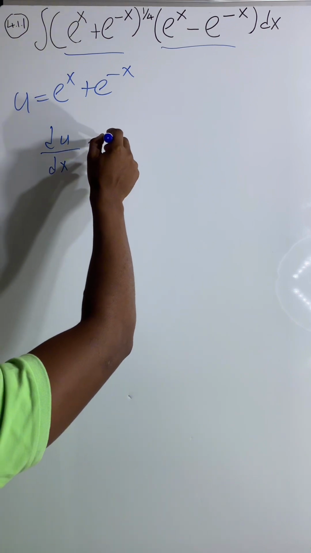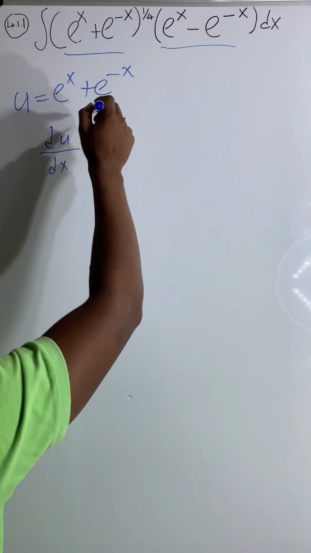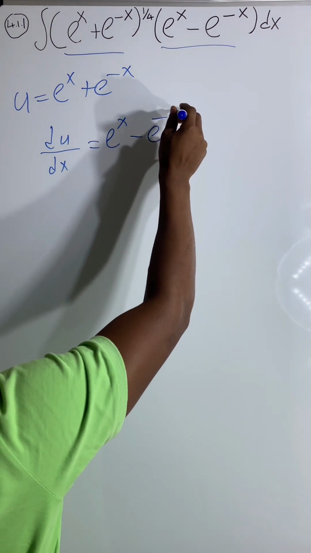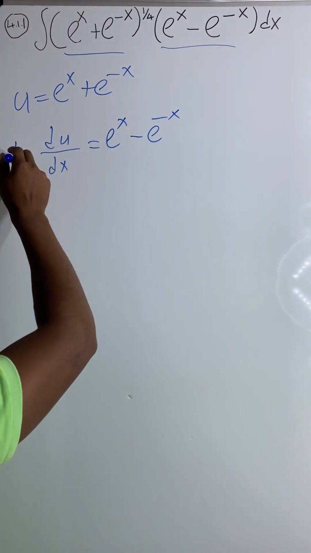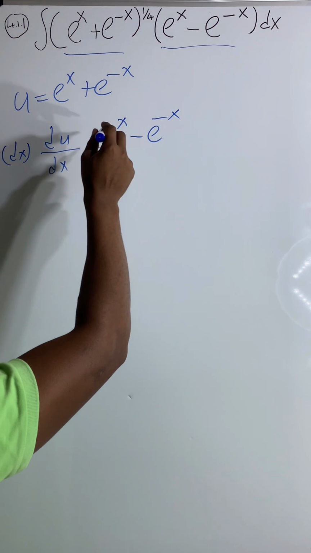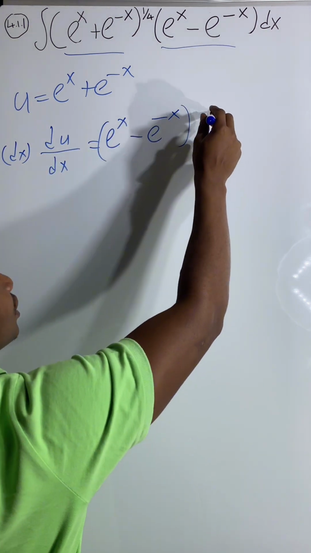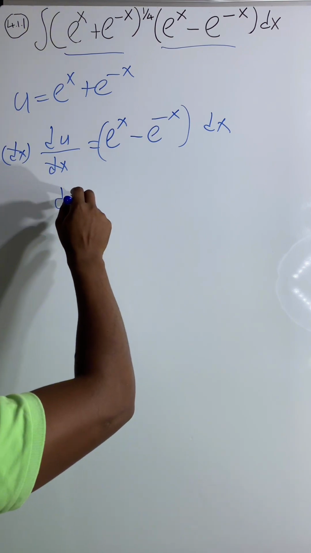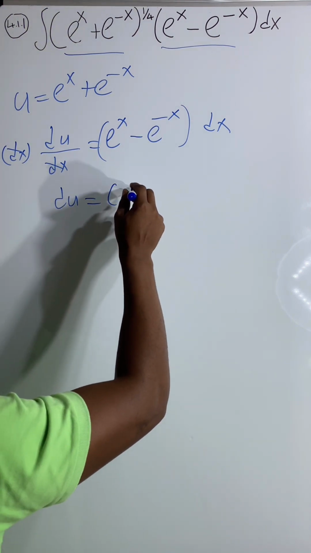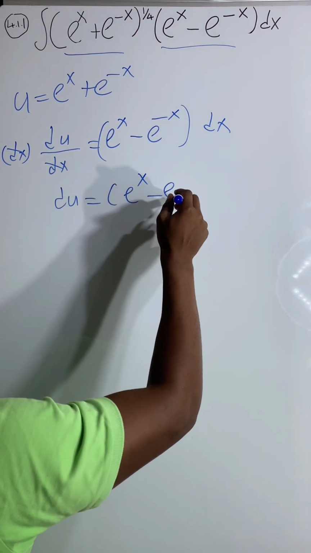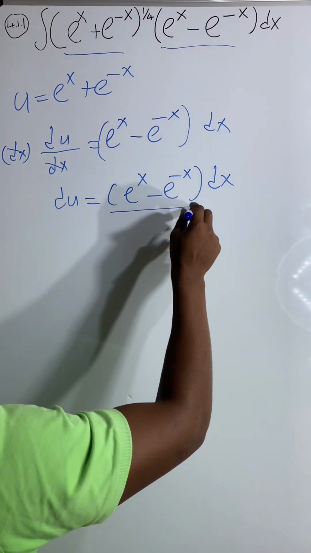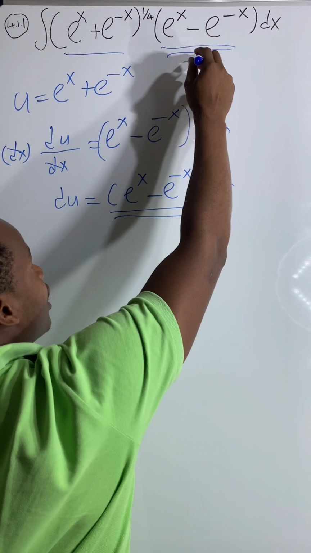Differentiating e^x gives us e^x. Differentiating e^(-x) gives us minus e^(-x). And from here, let's multiply both sides by dx. The dx cancels, so our du will be equal to (e^x - e^(-x)) dx. And we can see that this is just the same as that part of the integral.